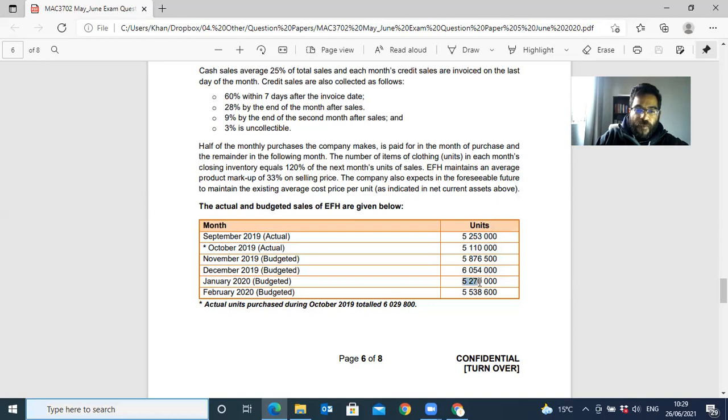Then we would expect December's closing balance to equal 120% of January's sales. Remember, December's closing balance is January's opening balance. We would expect January's closing balance to be 120% of February's sales. So basically, that is what you want to do. Just keep that in mind.